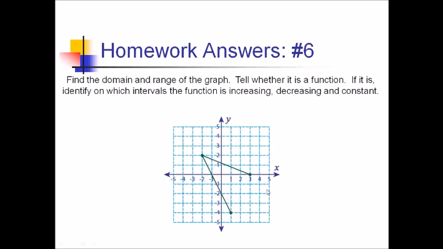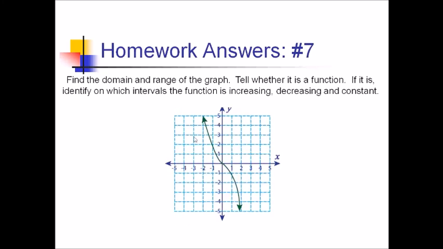For the domain on number 6, we have a solid endpoint at -2 on the left, and the farthest we can go to the right is 3, also solid. So bracket -2, comma 3 bracket. For range, we can go as far down as -4 and as far up as 2, both brackets on that because they're solid dots. For whether or not it's a function, it's not, because we've got a vertical line that we can draw that touches the graph twice. So that fails the vertical line test, and we're done.